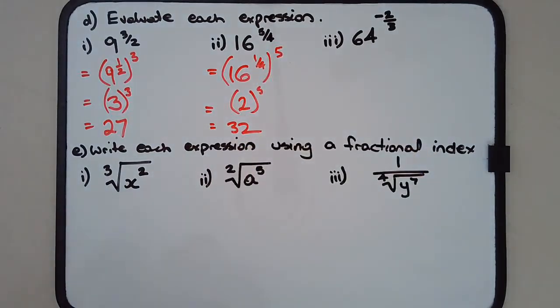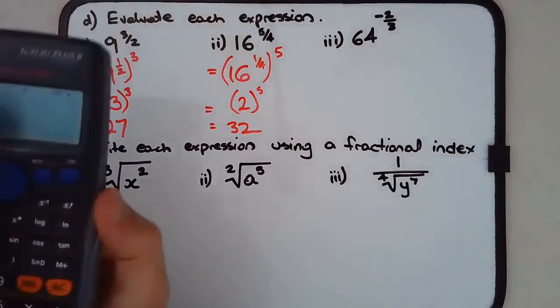Now, if you know index law number 3, what do you know about multiplication? Can you swap terms around? And will that change the answer? Of course not. You know that, right? Just like with addition. 1 plus 2 is 3, 2 plus 1 is 3. 2 times 3 is 6, 3 times 2 is 6. Swap them around, see what happens.